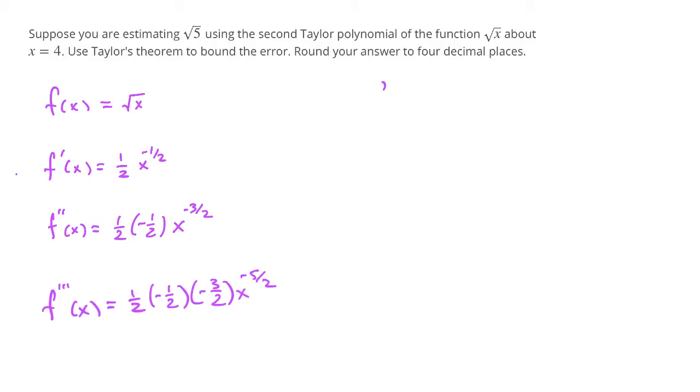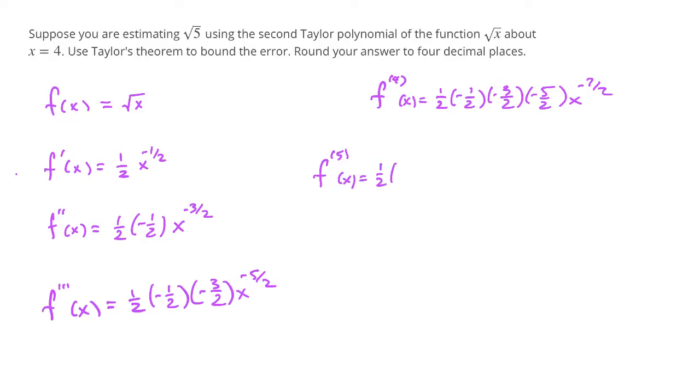If we do a couple more, for the fourth derivative, we have a 1/2 times a minus 1/2 times a minus 3/2 times a minus 5/2 times x to the negative 7/2. And maybe just one more. For the fifth derivative, we have a 1/2 times a minus 1/2 times a minus 3/2 times a minus 5/2 times a minus 7/2 times x to the negative 9/2.